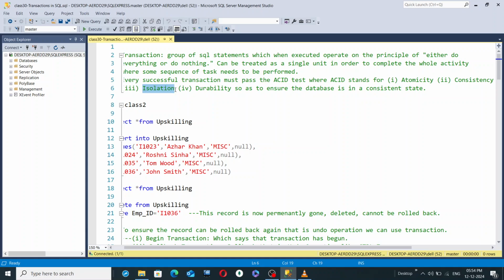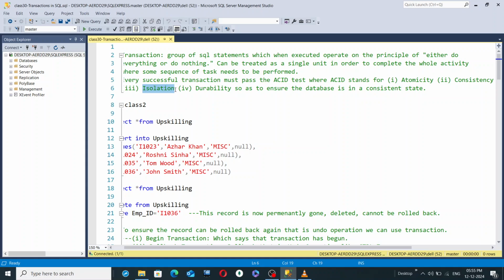Suppose you have an account where the balance is $2,000, and you have two persons, X and Y, who are trying to withdraw money from it. Suppose X is trying to withdraw $1,800, and Y is trying to withdraw $300, for example.